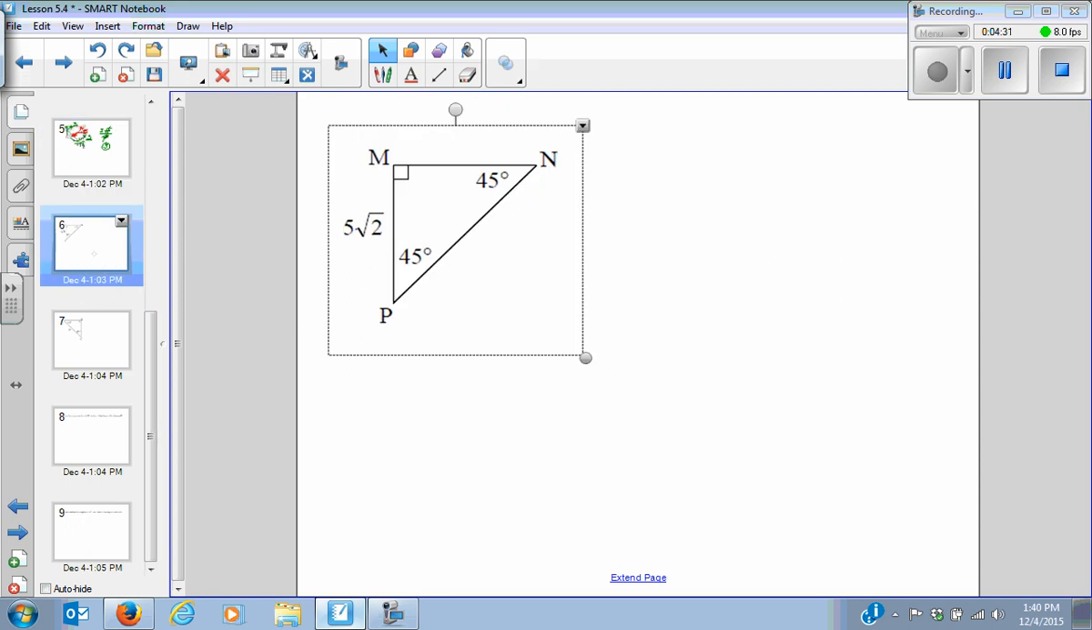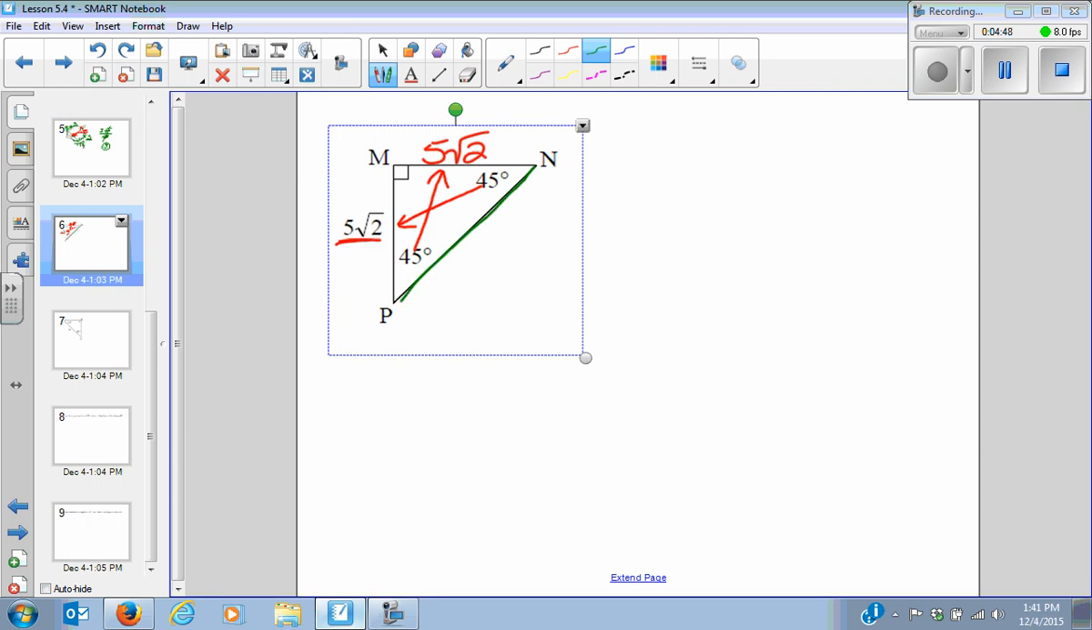All right, moving on to this one. This one they gave me, this is the one across from the 45. So this one across from the 45, this is 5 square roots of 2. Now, if this one is the 90, then I have to go across from the 90. Then I have to take this and multiply it by the square root of 2. So let's go see what that does over here.